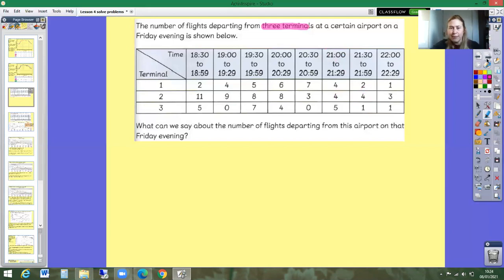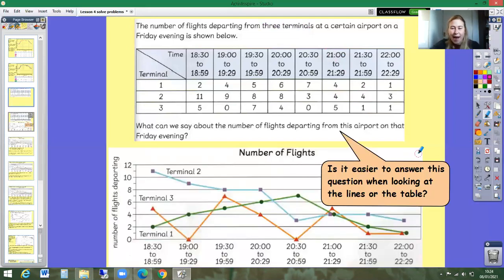What if I go to the next page? So now I'm showing you a line graph of that information. So have a look at this question. Is it easier to answer this question when looking at the lines on the line graph or the table? Pause the video and have a think about that.